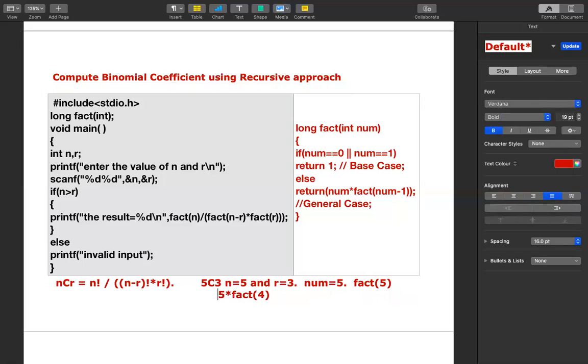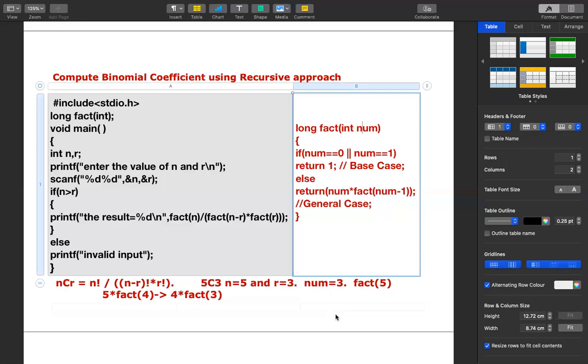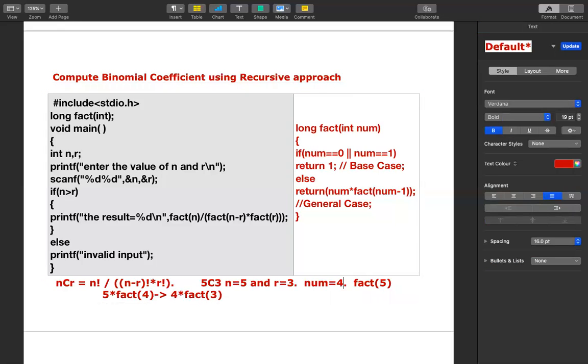Now once num becomes 4, this particular expression is solved into 4 into fact of 3. If you can see here, when the num value becomes 4, num has changed from 5 to 4, because you have reduced fact of 4. Now fact of 4 is copied to num, so num becomes 4. Again it checks the condition.